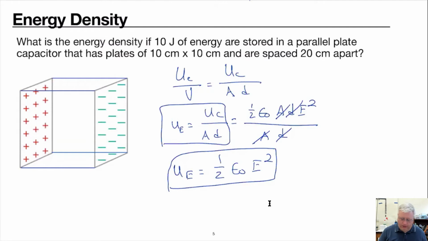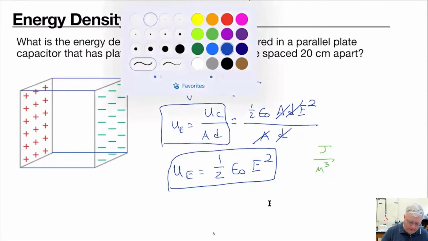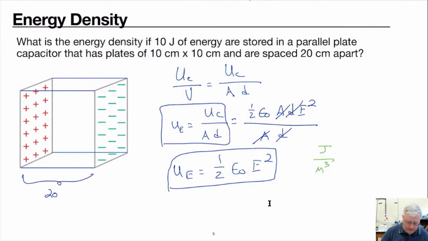So the units of energy density are going to be joules per cubic meter, because we have energy per volume. Okay, and so what is the energy density if we have 10 joules of energy stored in this parallel plate capacitor, with 10 centimeter by 10 centimeter plates that are spaced 20 centimeters apart? So we can say separated by 20 centimeters. Area is 10 centimeters by 10 centimeters. And the energy in the capacitor is 10 joules.